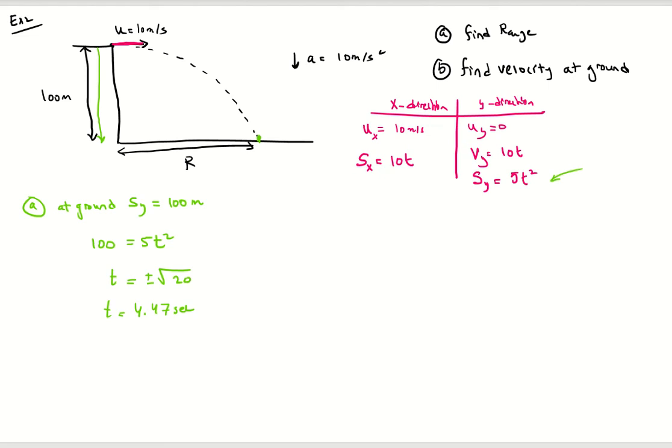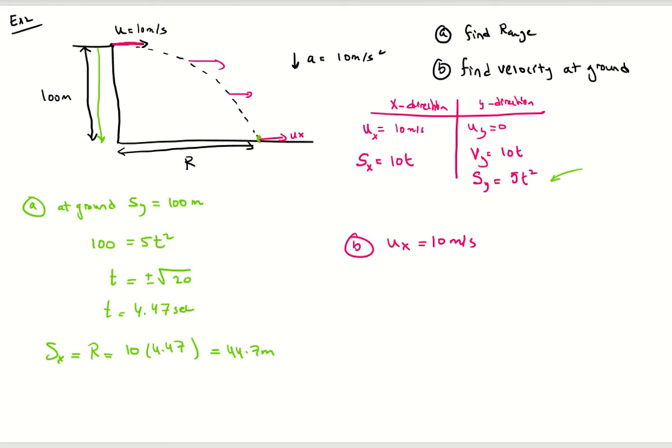Now I can find the range. So Sx, from which I'm going to find the range, is 10 times 4.47, which means that the range is 44.7 meters. Now to find the velocity at the ground, I need to find ux. At the ground, it's 10 meters per second because ux is constant. So at every moment, the horizontal component of the velocity is constant.